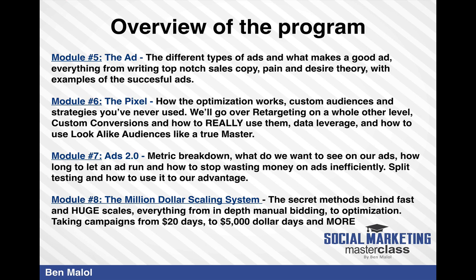And module number 7, ads 2.0, which is metric breakdown. What do we want to see on our ads? How long to let an ad run, and how to stop wasting money on ads inefficiently, split testing and how to use it to our advantage, and the $1 million scaling system. The secret methods behind fast and huge scales, everything from in-depth manual bidding to optimization, taking campaigns from $20 days to $5,000 days and more. So basically the system is going to teach you how to start making money from Facebook ads, how to take what you already know and how much you're already making and increase that, and then how to scale that beyond your wildest dreams.